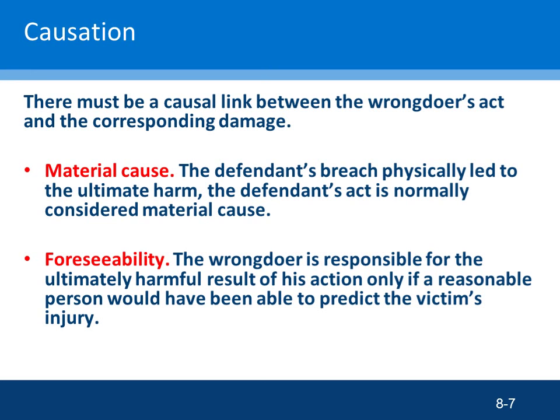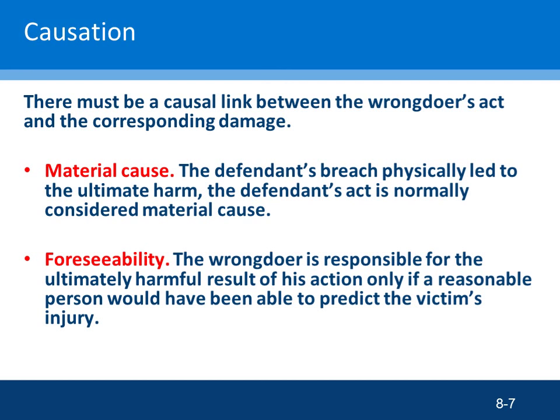The fourth element is causation. What is causation? The victim must show that the wrongdoer's breach of duty caused the victim's injury. There must be a link between the wrongdoer's act and the damage. So to take the example I mentioned before, if I hit your car, it will be broken as a consequence of my action.